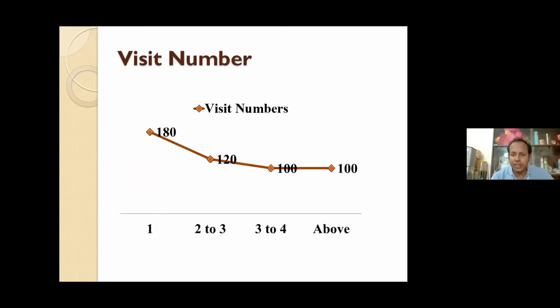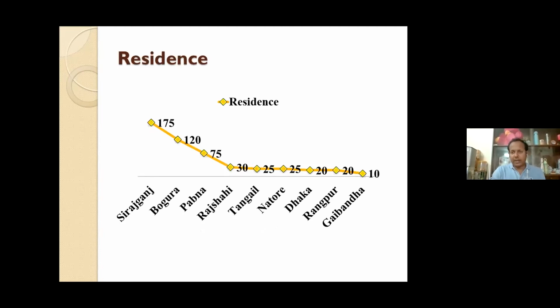As for their visit numbers, some people visit for the first time, some a second to third time, some a third to fourth time, and many visit the museum more than five times. In the image, the maximum, 180 visitors, visited the museum for the first time. The lowest portion, 100, visited third to fourth time or above. Residents in Bangladesh, there are 64 districts, and this is the breakdown by district name.